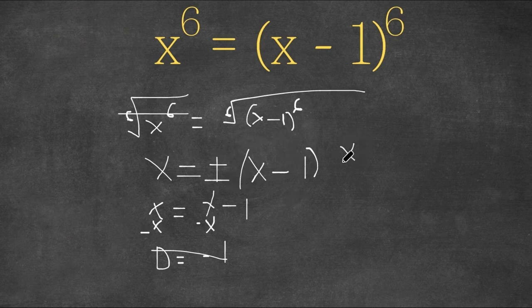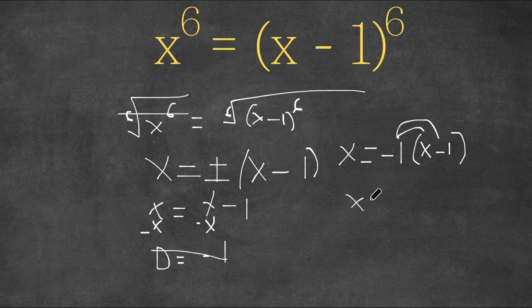Let's do x equals negative 1 times x minus 1. It's the same thing as just negative x minus 1. So now we're going to have to distribute this negative 1. So we're going to multiply with x and negative 1. So this results in x equals negative 1 times x is negative x. Negative 1 times negative 1 is positive 1. And now we're going to add x on both sides.